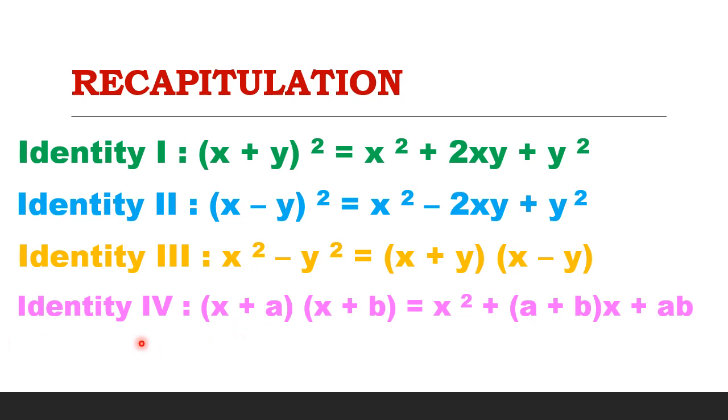In identity 4, we have the two factors (x + a)(x + b) equal to x². We take these terms a + b in the bracket and multiply by the variable x, and in the last term we have the product of a and b. So the middle term is the sum of a and b, and the last term is the product of a and b. You will see in the examples that a and b will be numbers.